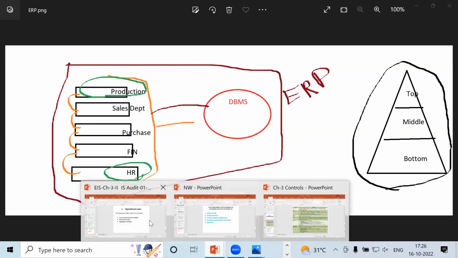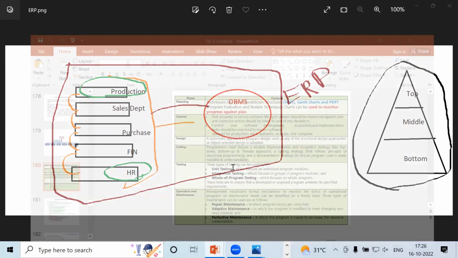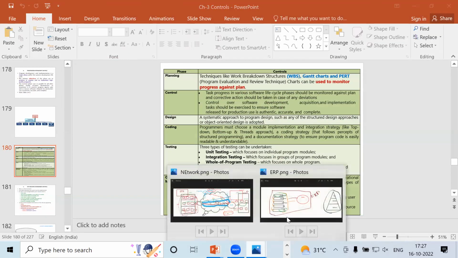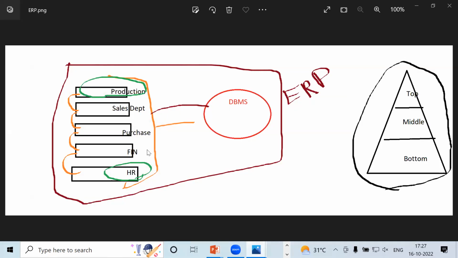Then the second type of testing is integration testing. What is integration testing? What is integration? Production department should talk to sales department. Sales department should talk to purchase department. Purchase department should talk to finance department. Finance department should talk to HR department. All these departments should talk to the DBMS. So this is called interaction.